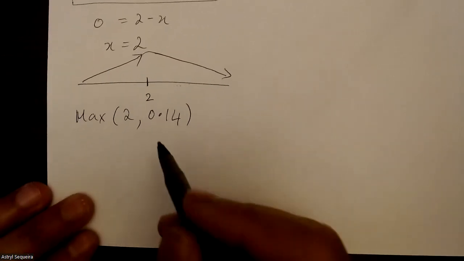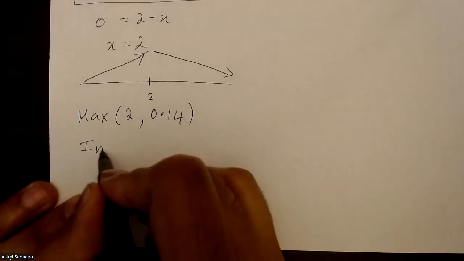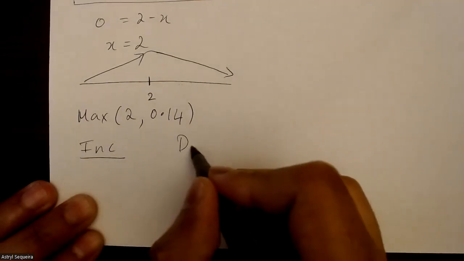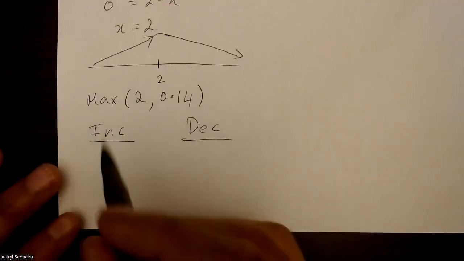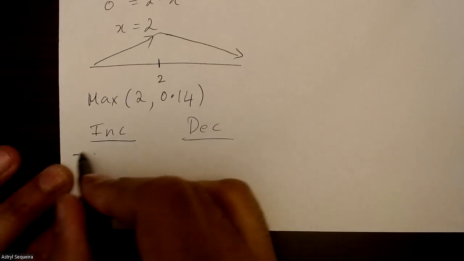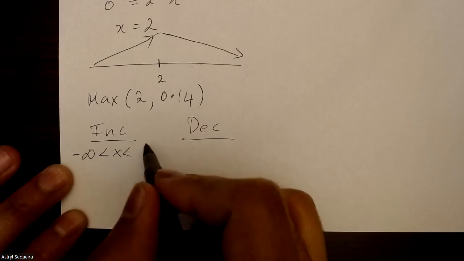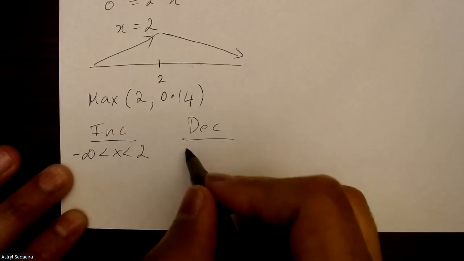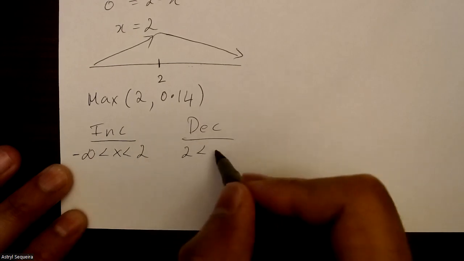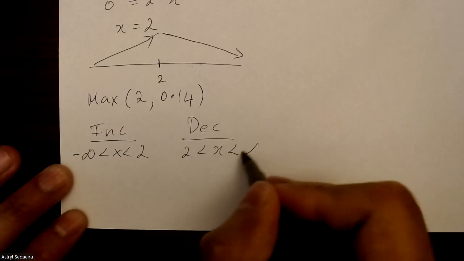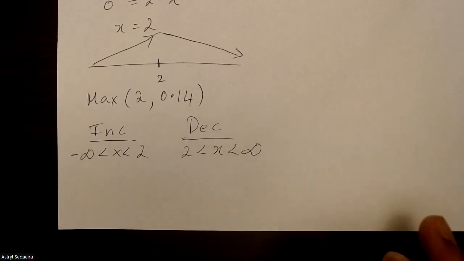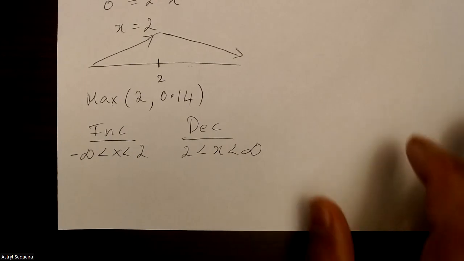The next thing we want to do is just state our intervals of increase and decrease from our number line. So we know that the increase is from negative infinity to 2. And for decrease, it's from 2 till positive infinity. Now we can do the second derivative to find our inflection points.